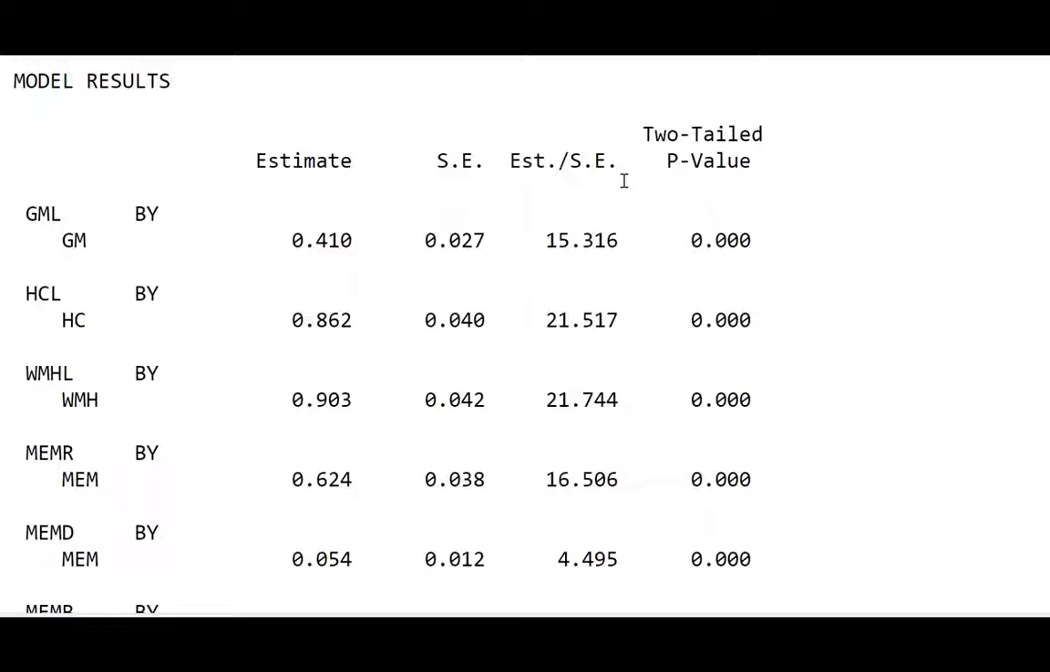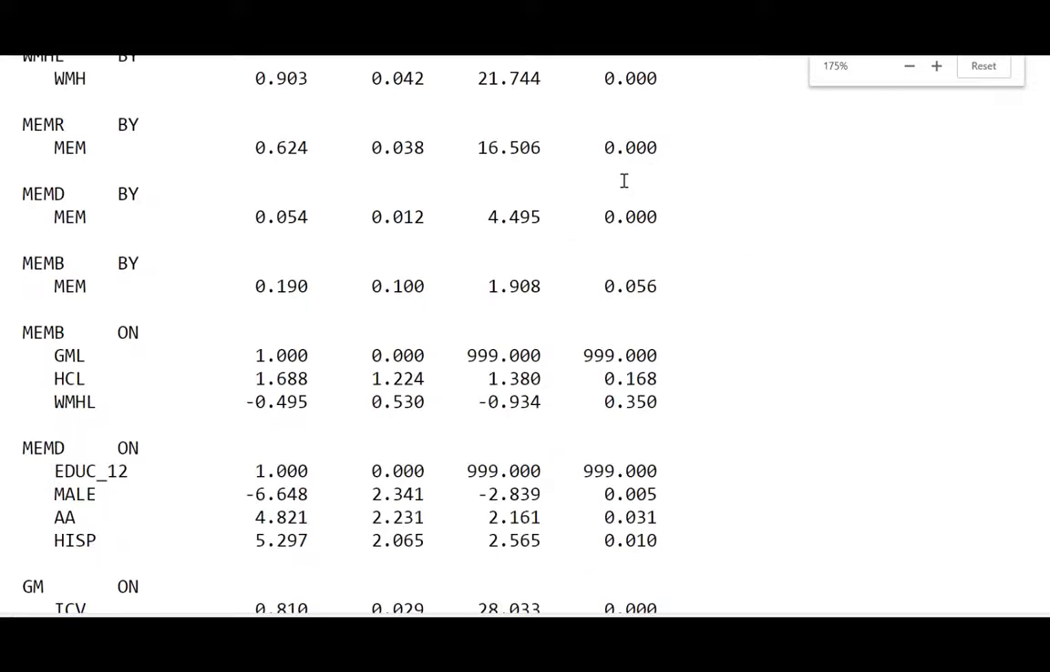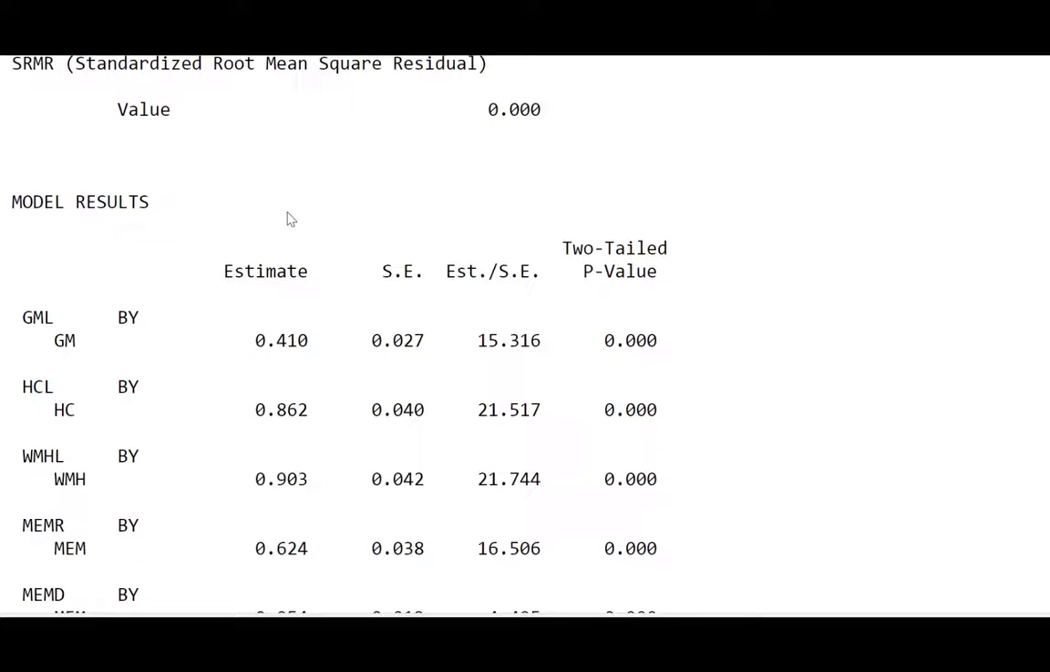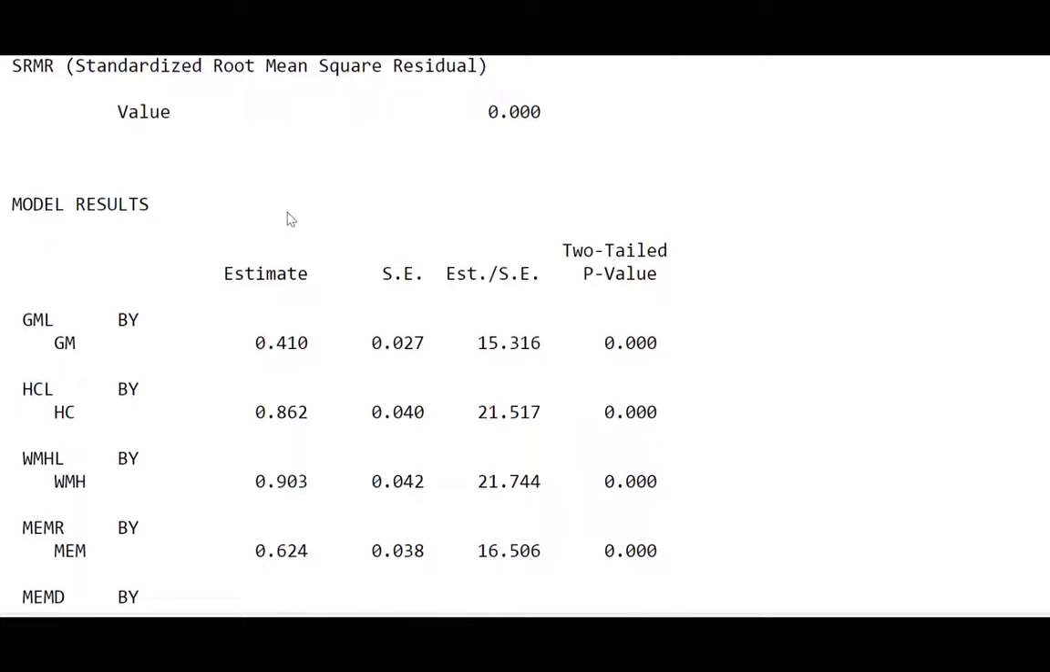And part of the issue is that we've got all of the correlations, and let's see what the parameters are in this model. This is a little bit hard to follow. How do I reduce the size? Control minus.